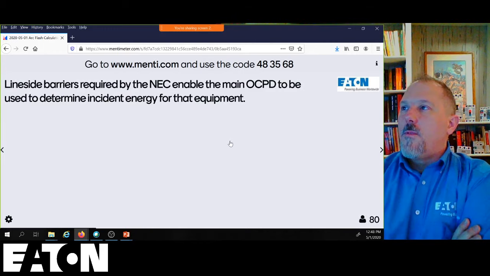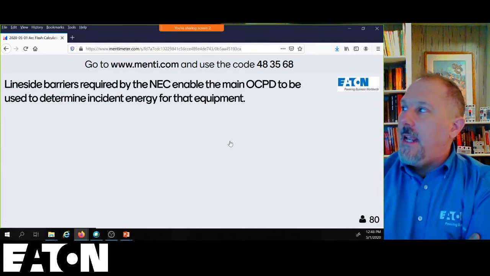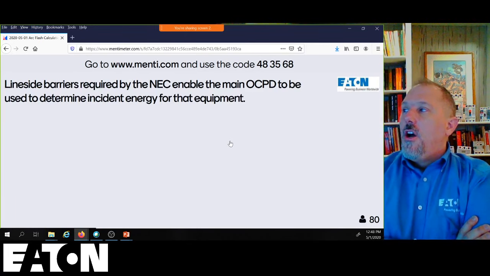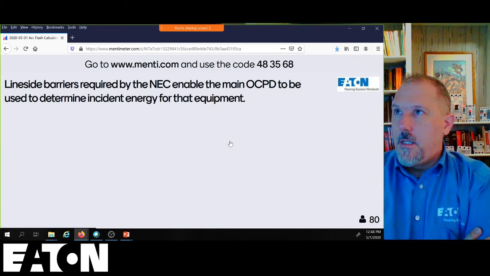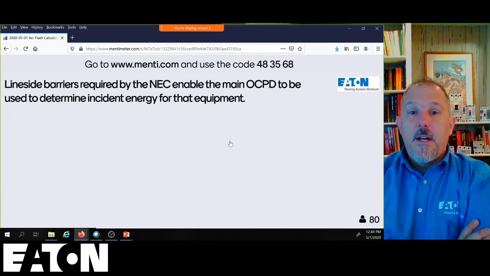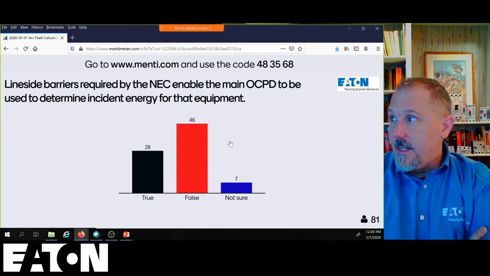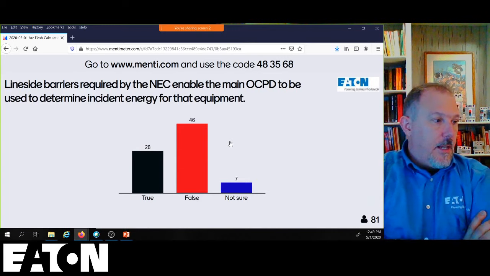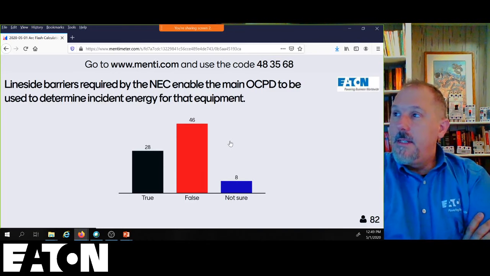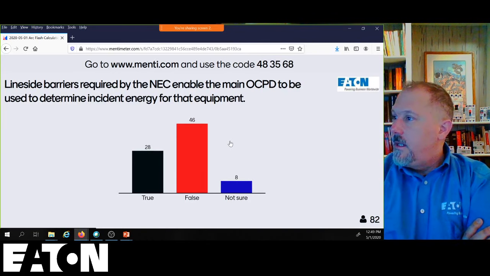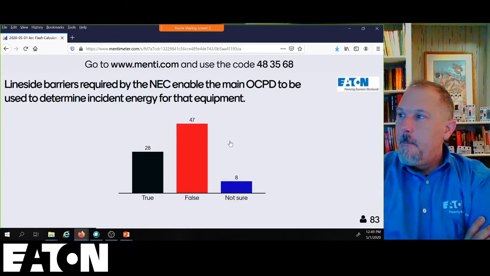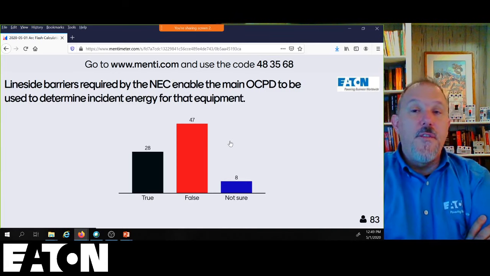Line side barriers required by the National Electrical Code enable the main overcurrent protective device to be used to determine incident energy for that equipment. And as you can see, my computer is really struggling today. My internet is at least, but it looks like I still have a good connection. In any case, we've got 46 falses, 28 trues, and 8 not sures. My chips are in the false basket.